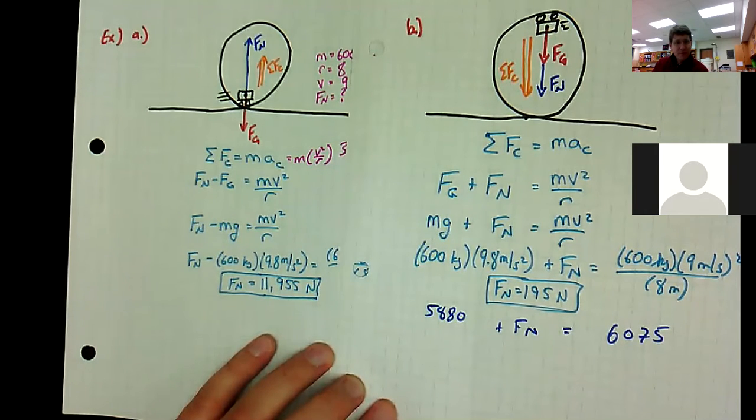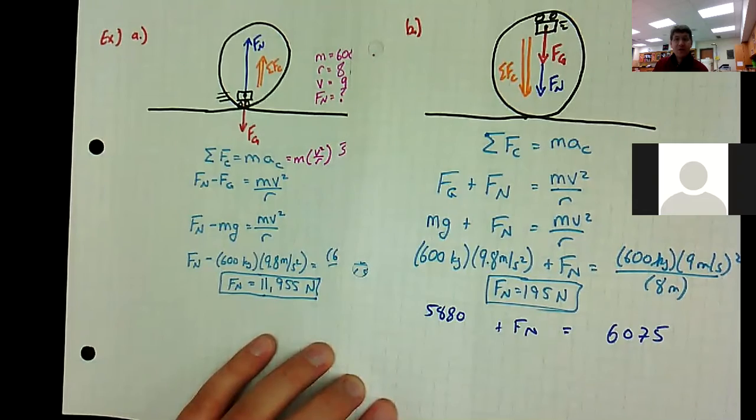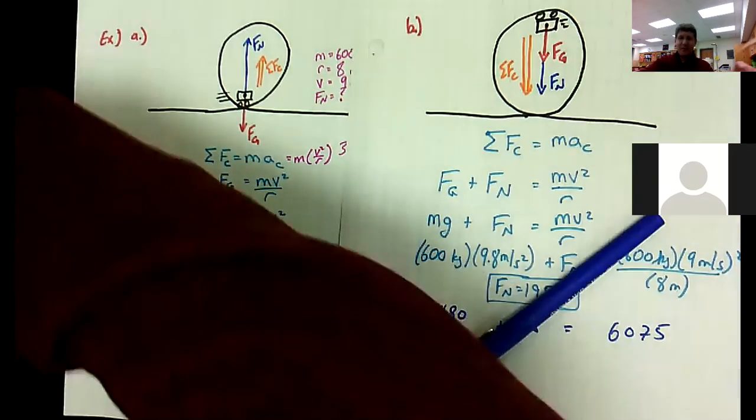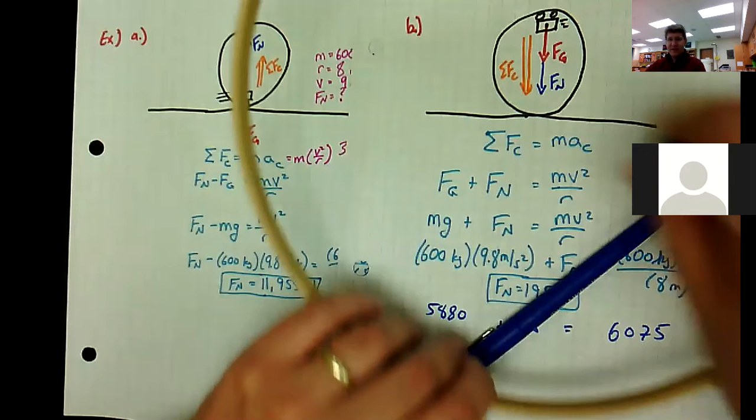What would happen if there was no gravity? That's a good question. If there was no gravity, that's essentially what I was doing here. This is a loop with no gravity, because gravity is going a way that doesn't matter. So there would just be a normal force, and the normal force would be the entire centripetal force.